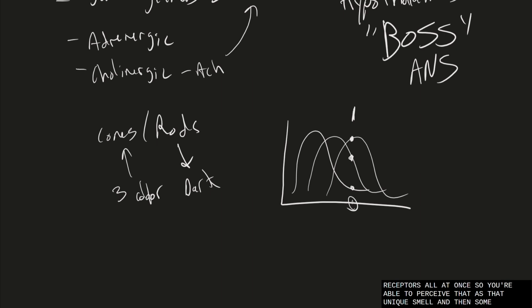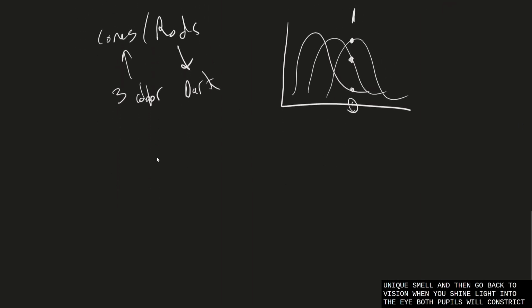And then, so back to vision, when you shine light into the eye, both pupils will constrict. Ever notice that? I didn't mention this one in class. I talked about shining a light in the eye, but I forgot to mention that both pupils will actually react. And that's because of that optic chiasm. So sensory input from the retinas of both eyes actually converge at that optic chiasm, and the information from each eye is then delivered to both right and left sides of the eye. So that's kind of cool.